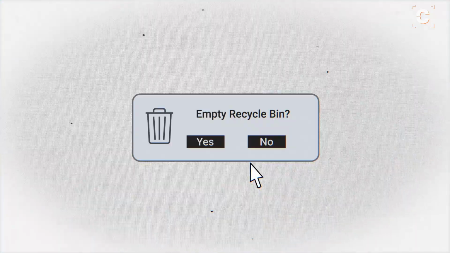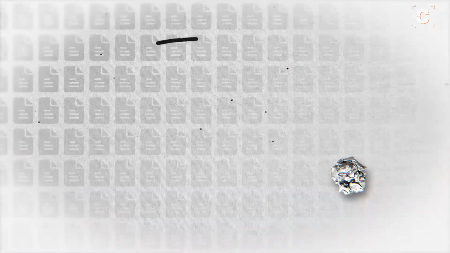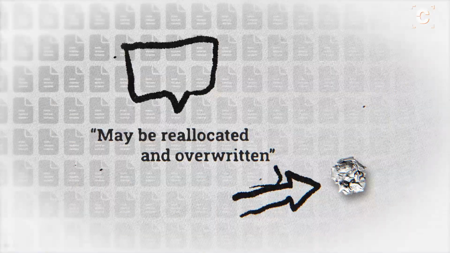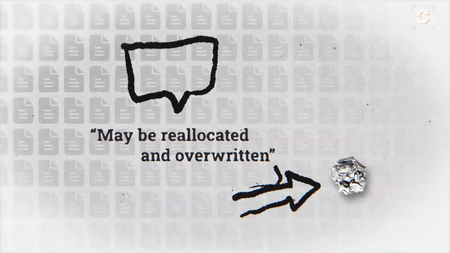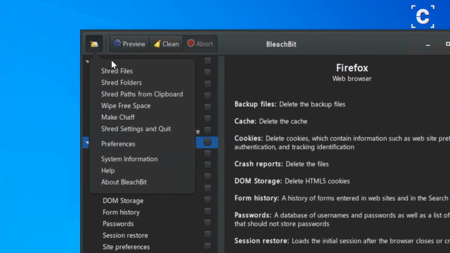Deleted files are usually not gone from the hard drive immediately. The operating system just flags the parts of the drive where they are located as this part may be reallocated and overwritten. As long as they weren't overwritten, they might still be recoverable. BleachBit's shredding option overwrites the file instantly for you, so it isn't recoverable anymore.